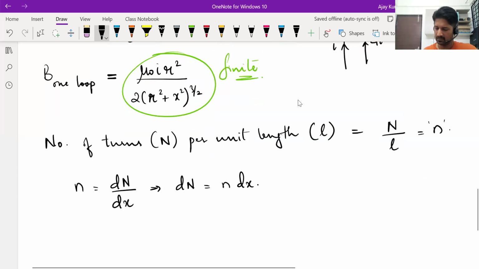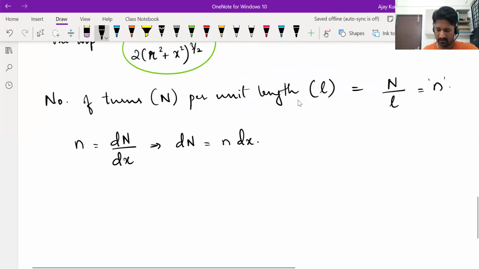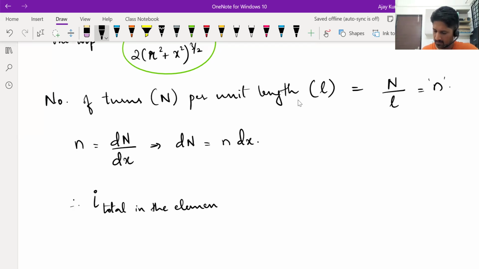Okay. Now each turn has a current I. Therefore, the total current in that width, total current in the element that we have taken, will be the number of turns multiplied with the current in each turn.